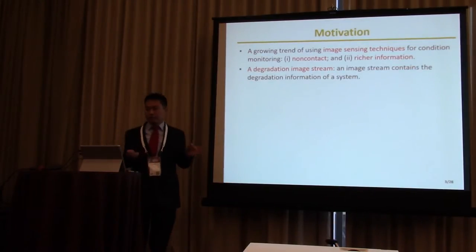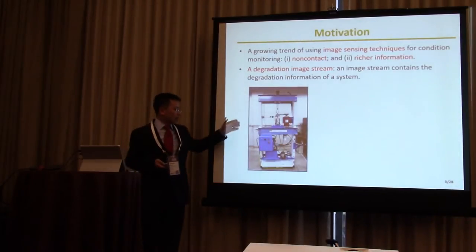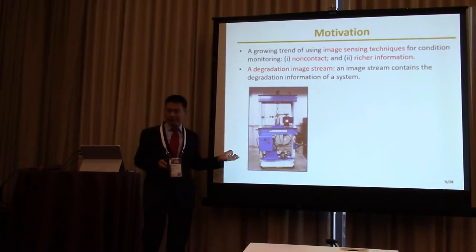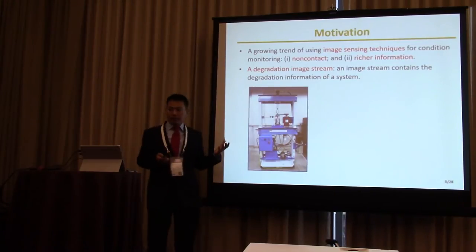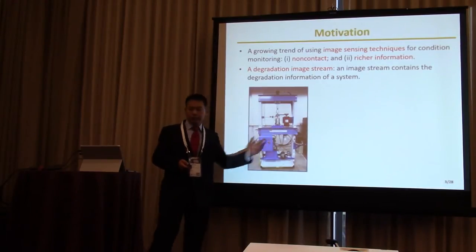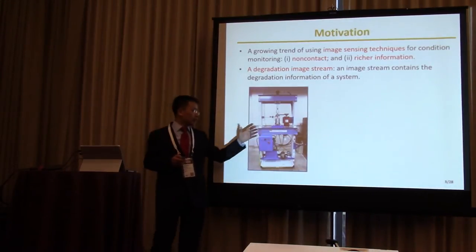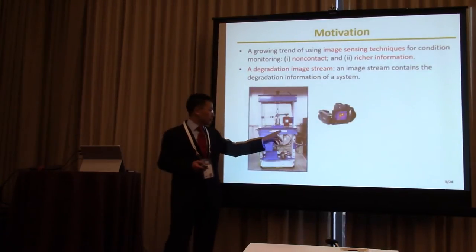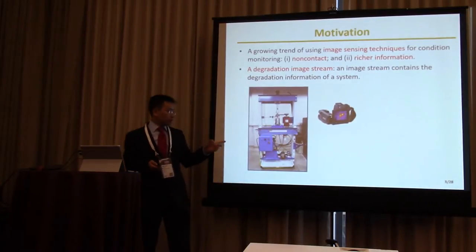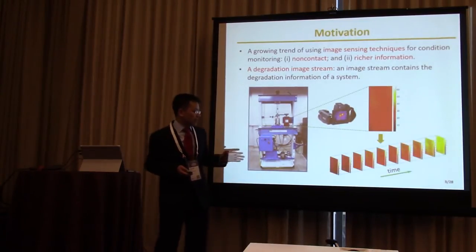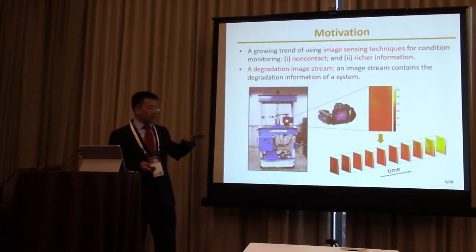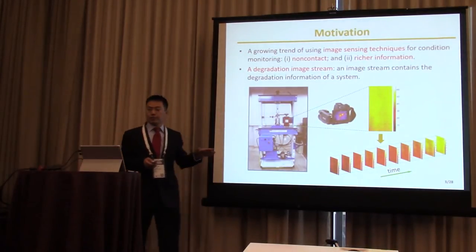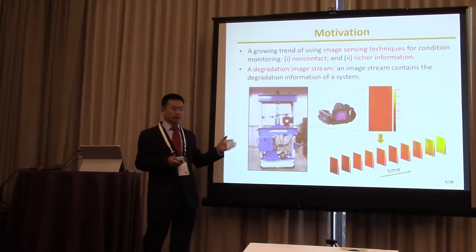If the image stream contains the degradation information of a system, we call it a degradation image stream. As an example, this test bed in our lab is designed to run degradation tests for bearings. With the degradation of a bearing, the temperature of the motor increases, and it can be used to indicate the degradation level of the bearing. If we use an infrared camera to monitor this motor, we can get image streams over time. This image stream contains the degradation information of the bearing, and thus can be used to predict the lifetime or failure time of the bearing.